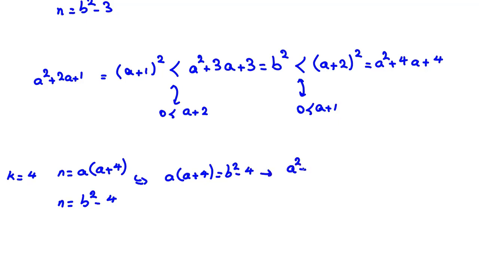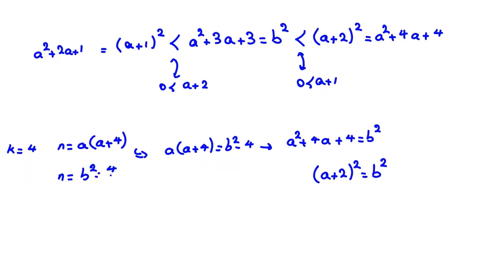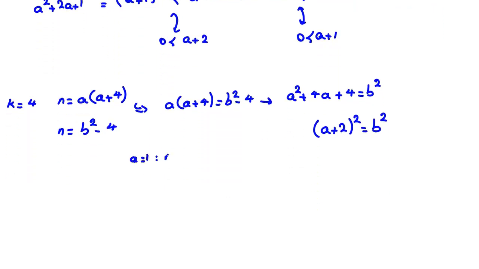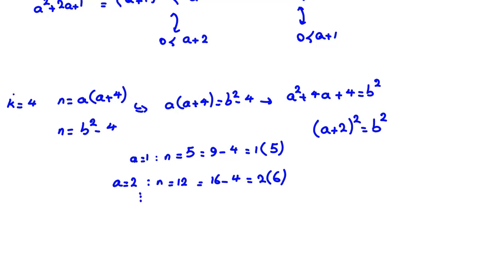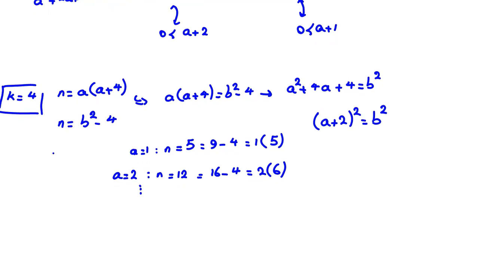So a times a plus 4 is a squared plus 4a. If you add 4 to both sides, it will be a square, and we can see it is always a perfect square. So for any a, we will reach this. For example, if a is 1, n is 5, and b is 3 squared, so 9 minus 4, which is 1 times 5. If a is 2, it's 2 times 6, which is 16 minus 4, and it is 12. So k equals 4 is the first answer.